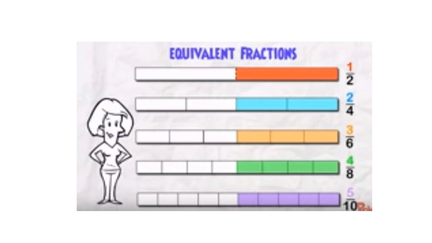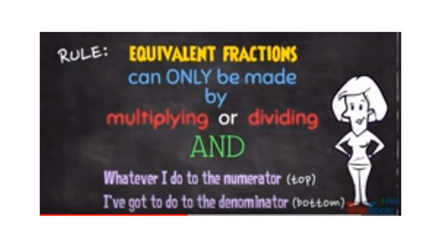Now what you have observed is that all these fractions are equivalent fractions. So the rule is, equivalent fractions can only be made by multiplying or dividing. Means whatever I do to the numerator, that is the top, I have got to do to the denominator, that is the bottom. This is the basic rule.